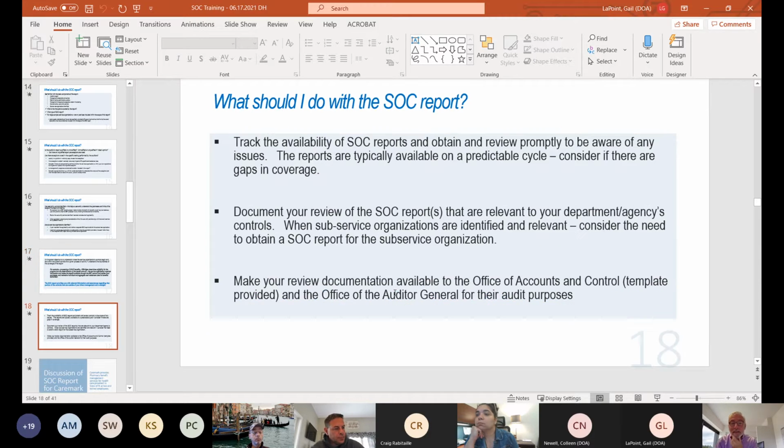Going over to slide 18. I think a good thing to do, particularly when you have multiple SOC reports, is track the availability of the SOC reports. Typically they get on a cycle, and sometimes they might have the report done once a year, and you'd know what the interval was that the report was going to be available. Sometimes they do them in 6-month intervals, or even more frequently, like once a quarter. So you want to have an awareness of what cycle of activity they're on and when the report would be available.